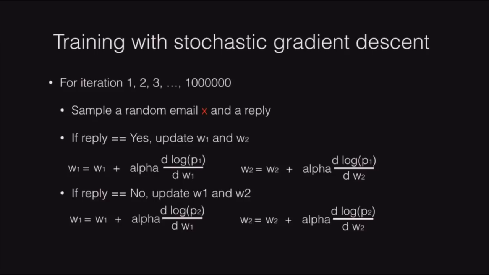Okay? Now, I cheated a little bit here because I used the log function. It turns out that because the log function is a monotonic increasing function, increasing P1 is equivalent to increasing the log of P1. And usually, with this formulation, stochastic gradient descent works better. Any questions so far?